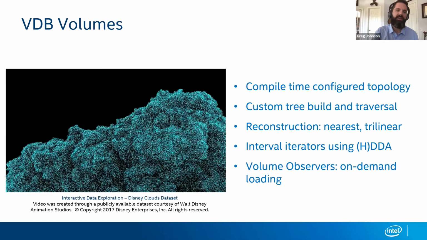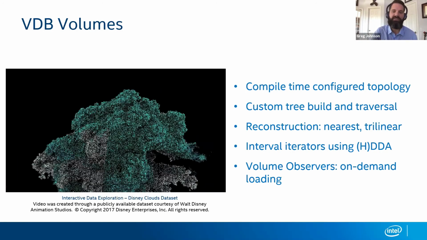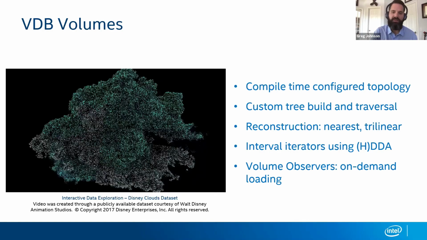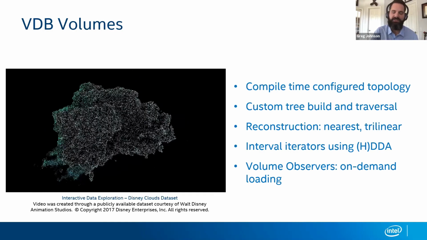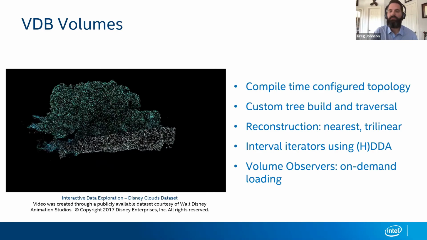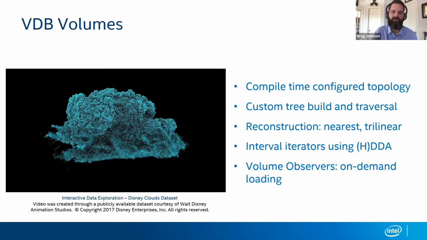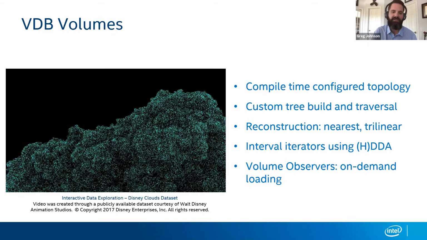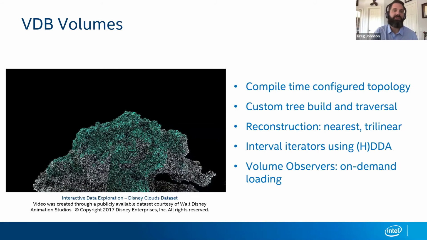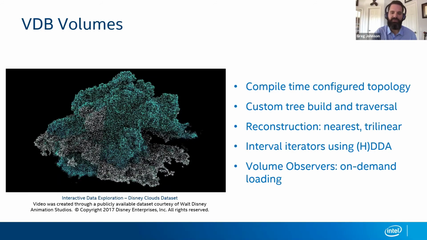So some more detail on our VDB implementation. VKL does have a compile time configurable topology for the different levels of the tree. And we do have a custom implementation for tree build and traversal. So this is implemented in ISPC, so we're able to do a full vector-wide build, traversal, sampling, and so forth to make that very fast. We support multiple reconstruction modes. So today that's nearest filtering and trilinear filtering.